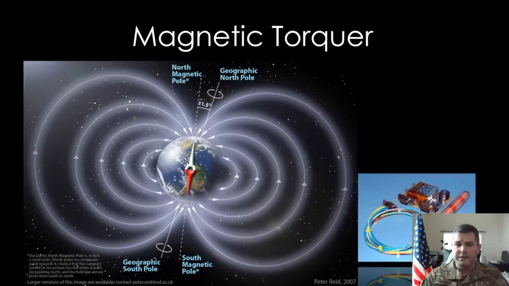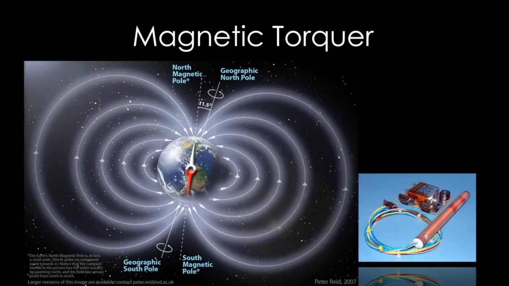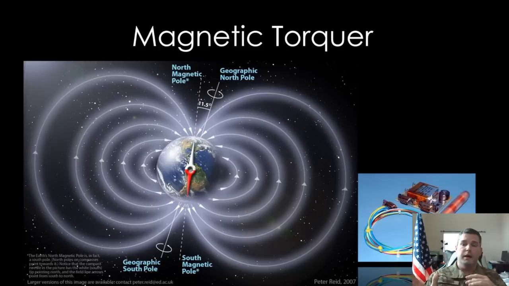Magnetic torquer. All right, so we said that the Earth has a magnetic field. We can actually use that magnetic field to apply a torque on our spacecraft if we take little electromagnets and turn them on and off. As we turn these magnets on and off, then we can apply an external torque to our spacecraft. All right, so those two were external torque devices.